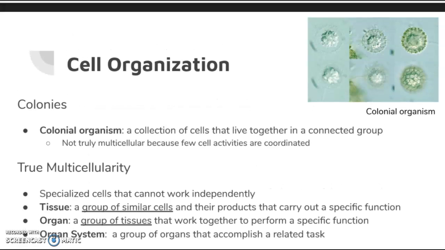As far as cell organization goes, when we talk about cells, we talk about how cells make up tissues and tissues make up organs and organs make up organ systems. So when we talk about the organization of cells, groups of cells working together form a tissue, groups of tissues working together form an organ, and groups of organs working together form organ systems, which makes up the basis of multicellular organisms.